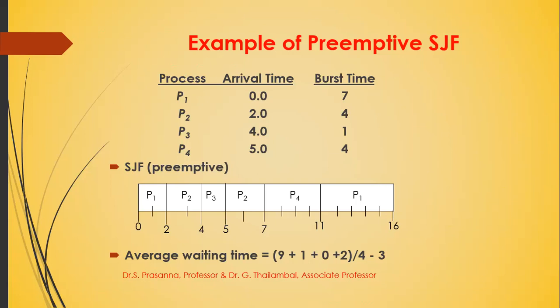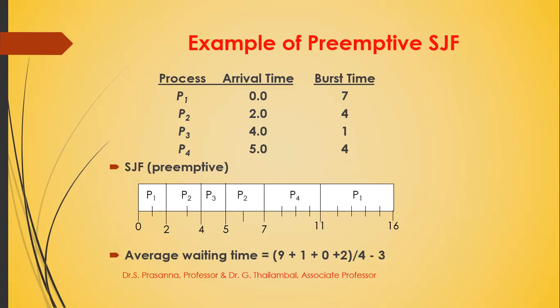So here process P1 arrives at the 0th time and starts its execution, but at the time of 2, P2 arrives. When you compare the burst time of P1 and P2, P2 is 4, which is lesser than 7. So therefore, stop the execution of P1 at 2 milliseconds, and P2 starts its execution. It has 4 burst time. But when it was executing, at the 4th millisecond, P3 arrives. So again, we compare the P2 burst time and the P3 burst time. P3 has a lesser burst time value, that is 1. So P2 is preempted and P3 is inserted.